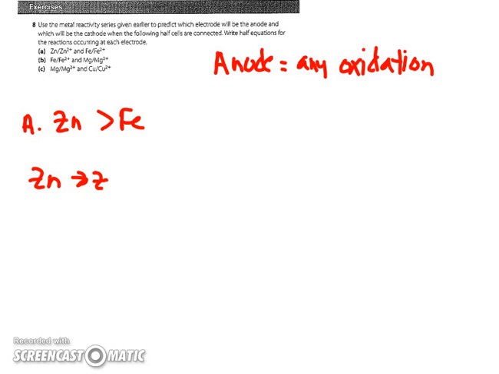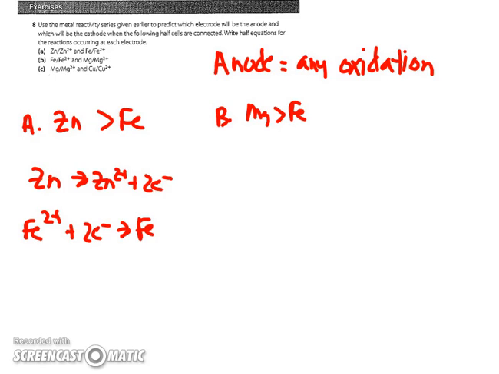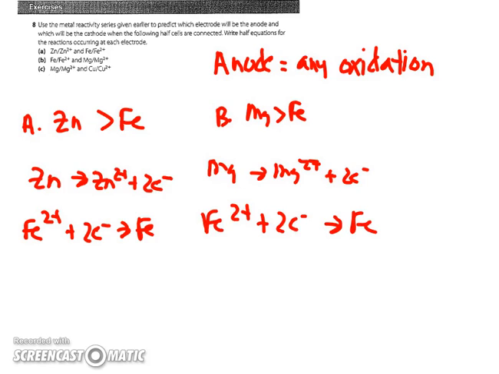Zn2+ plus 2 electrons. Well, Fe is going to start out as an ion. It's going to pick up the 2 electrons and be reduced to Fe. Well, in example B, I've got Fe and magnesium. Magnesium's more reactive than iron metal, so magnesium is going to be oxidized and become Mg2+ plus 2 electrons, and Fe again is going to be reduced to iron metal.